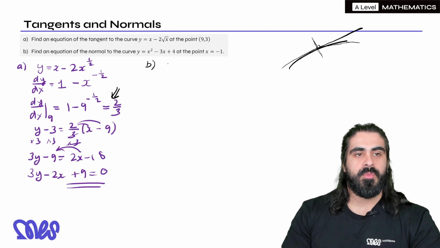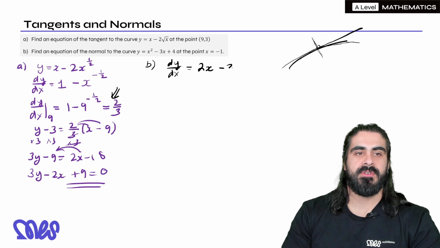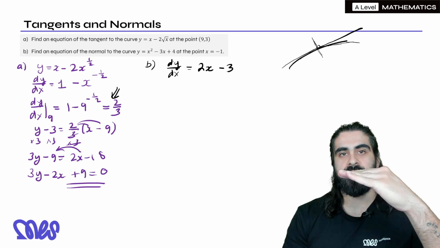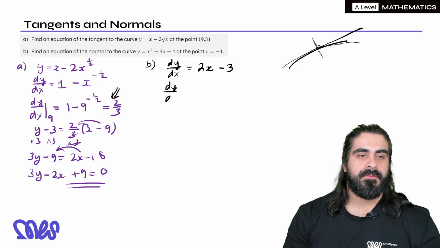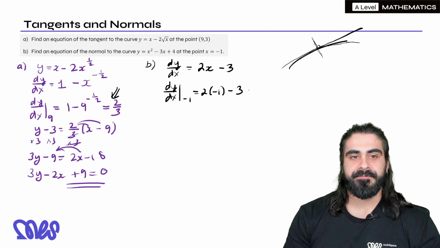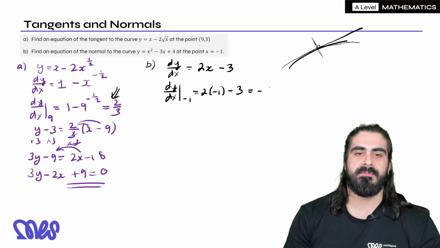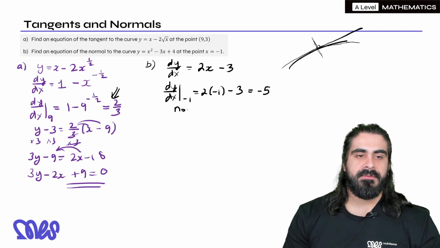So step 1, we're going to find the equation of the normal to this quadratic at x is minus 1. We're going to first differentiate to find the general gradient. x squared differentiates to 2x, minus 3x differentiates to minus 3. Then the 4, remember 4 is a horizontal line with 0 gradient, so constants disappear. So subbing in minus 1, we get 2 times minus 1 minus 3, which is minus 2 minus 3, which is minus 5. So the normal gradient will be the negative reciprocal of that, which is 1/5.